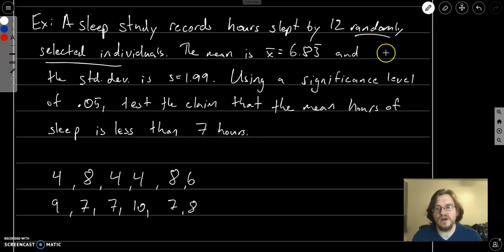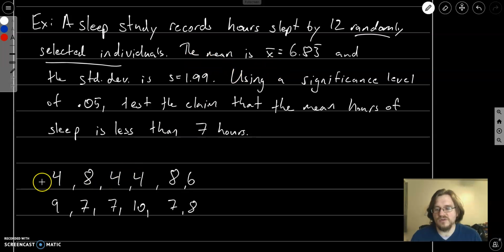So, because 12 is not greater than 30, we'll have to assume that the number of hours slept comes from a normally distributed population. So one criterion is met, the randomly selected individuals. The other one, we have to assume the normal distribution.